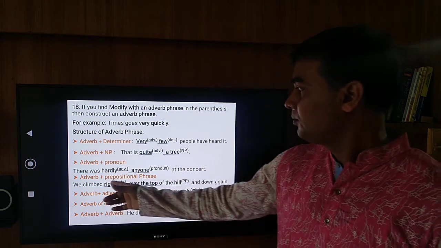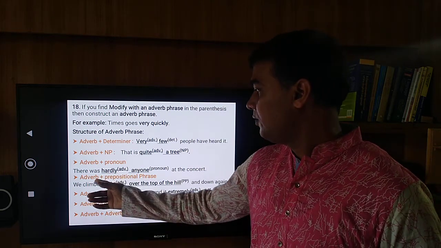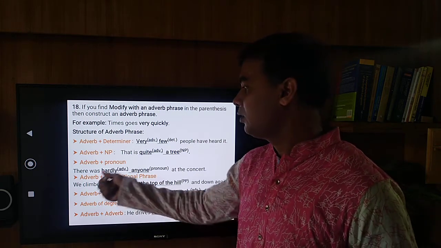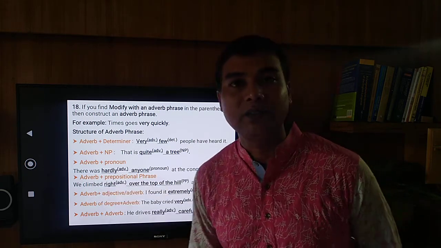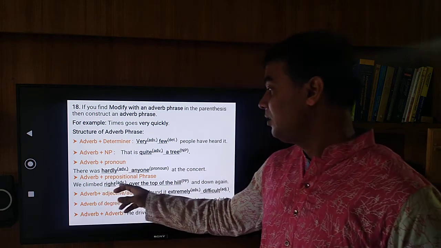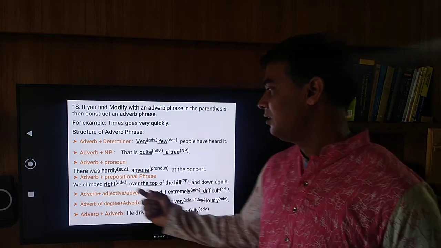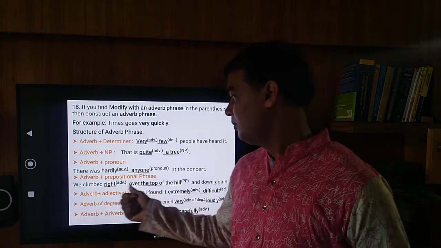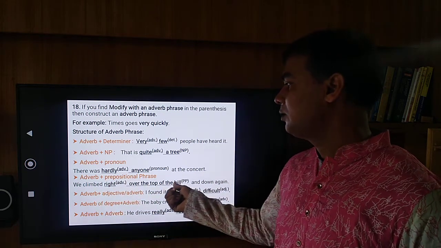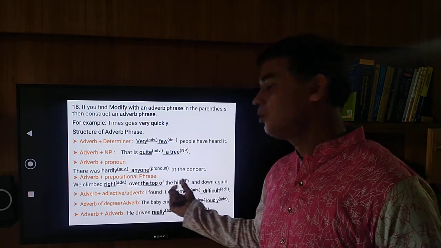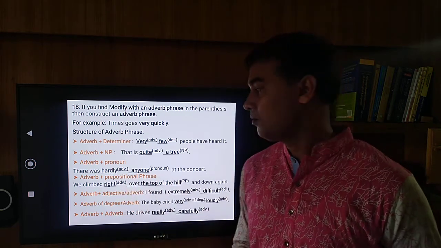And then again, adverb plus prepositional phrase. We can also construct an adverb phrase combining this adverb and prepositional phrase. For example, we climbed right over the top of the hill and down again. Here you see right, this is an adverb. Over the top of the hill, this is a prepositional phrase. So combining these two things, right over the top of the hill, this is an adverb phrase.